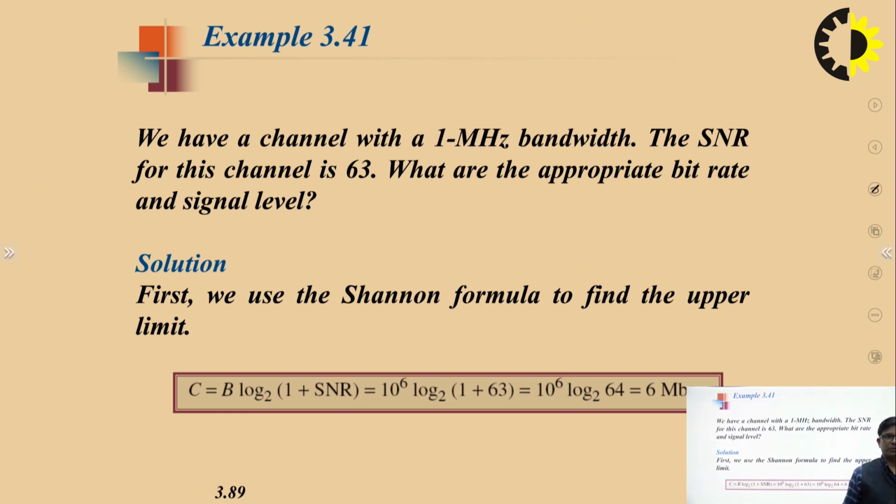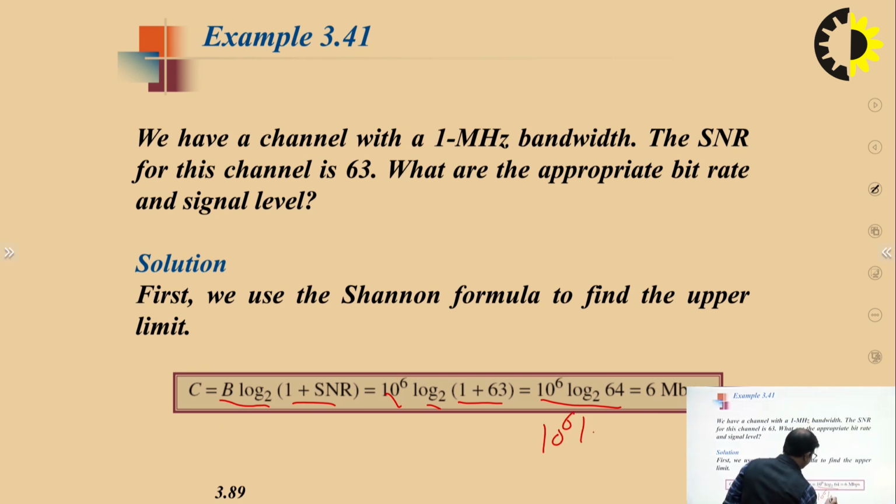So in this case, we have a channel with a bandwidth of 1 megahertz. The SNR for this channel is given as 63. What is the appropriate bit rate per signal level? First, we have to use the Shannon formula, the upper limit: capacity is equal to B log 2 of 1 plus SNR, which gives 10 to the power 6 log 2 of 1 plus 63. It means log 64. How can you calculate it?